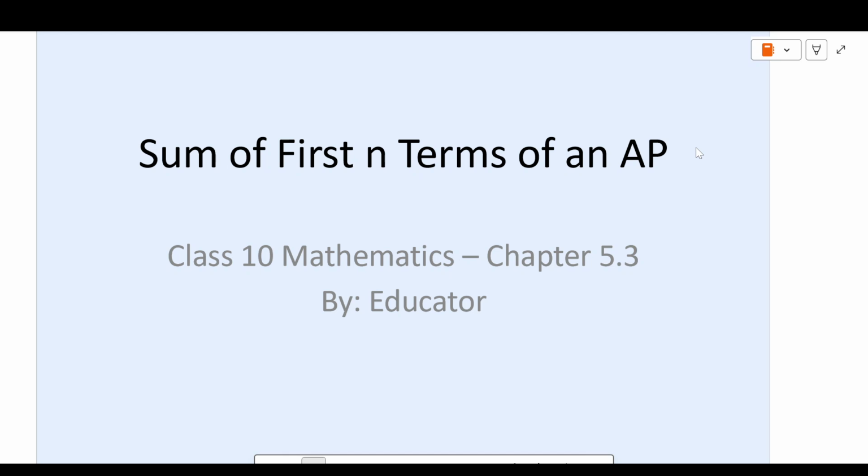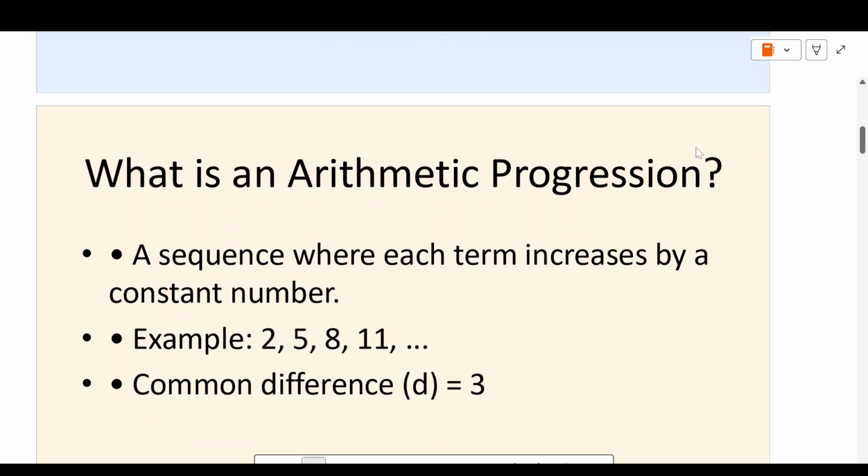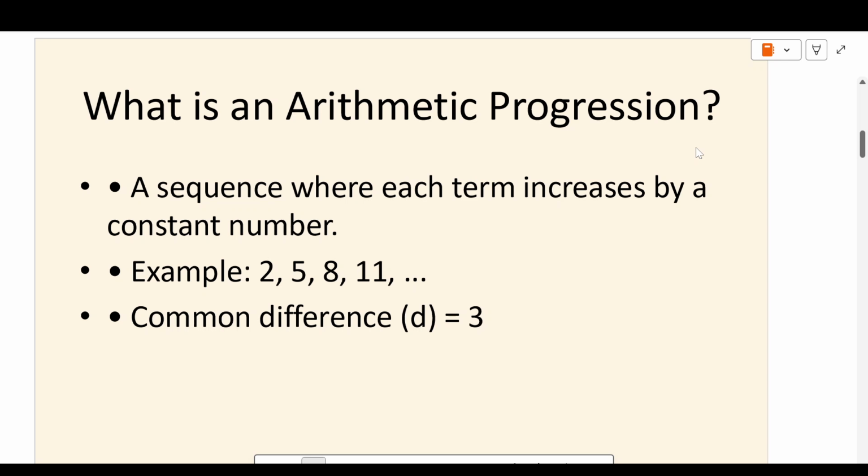So I am Roshan Gupta and now I am going to teach you the next topic, the sum of the first n terms of an AP. How can we find the sum of the first n terms of an AP? Before we start, we have to do a quick revision. What is an arithmetic progression?